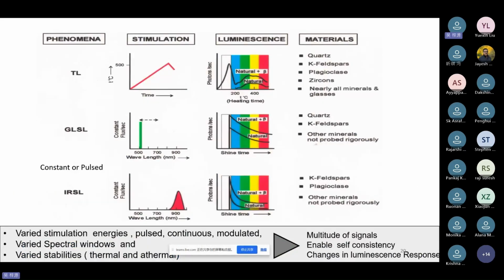Now, if you heat a sample at a constant rate, you will get a curve like this, which is called a glow curve, and this is called thermoluminescence. If you excite the same sample with a green light, you can measure in the UV-blue, and you will get a curve like this. And this curve has the same kind of information as the other curve. We need to understand these curves and their behavior. Now we call them optical decay or shine-down curves. And mostly quartz and feldspar and some other minerals are now being investigated.